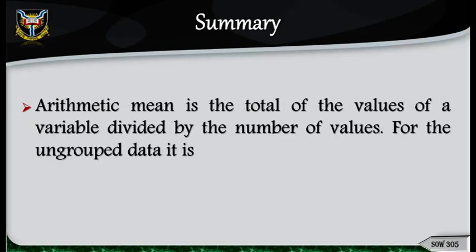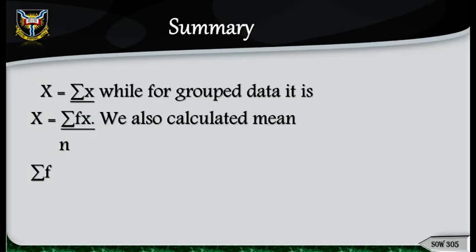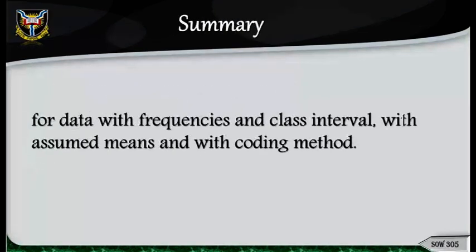Summary. In this lecture, we have discussed one of the three major measures of central tendency, the mean. The arithmetic mean is the total of the values of a variable divided by the number of values. For ungrouped data, the mean is equal to Σx over N, while for grouped data, the mean is equal to Σfx all over Σf. We also calculated the mean for data with frequencies and class intervals with an assumed mean and with the coding method.